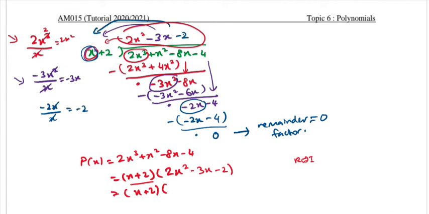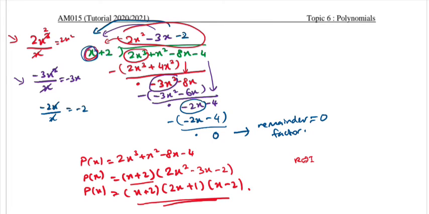But let's check for this quadratic expression whether you can factorize it or not. Press your calculator. So you should get a factor of 2x plus 1 times x minus 2. Write it down. So this means this polynomial consists of 3 linear factors, and that is your final answer. This is factorizing completely. Factorize until you cannot factorize again.